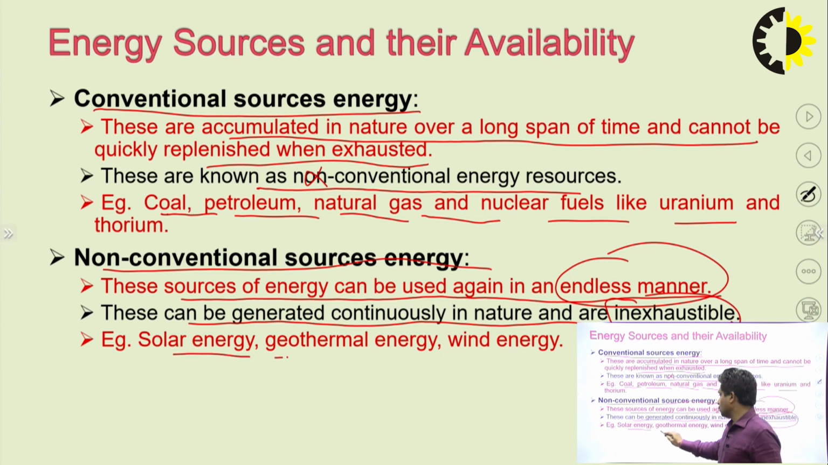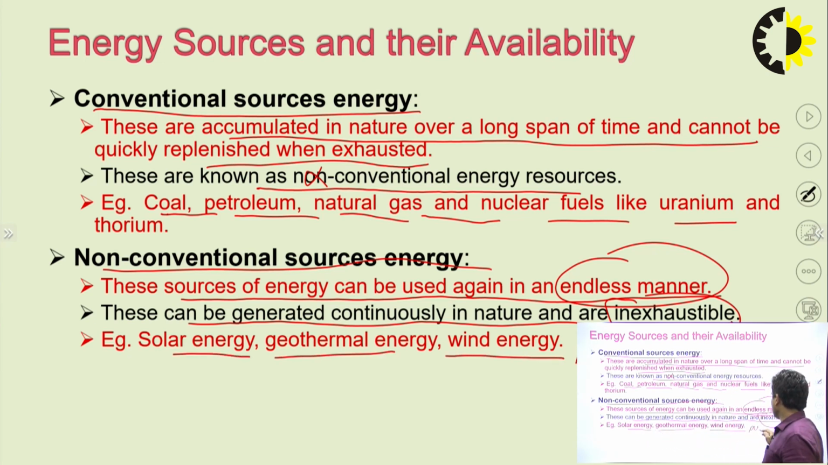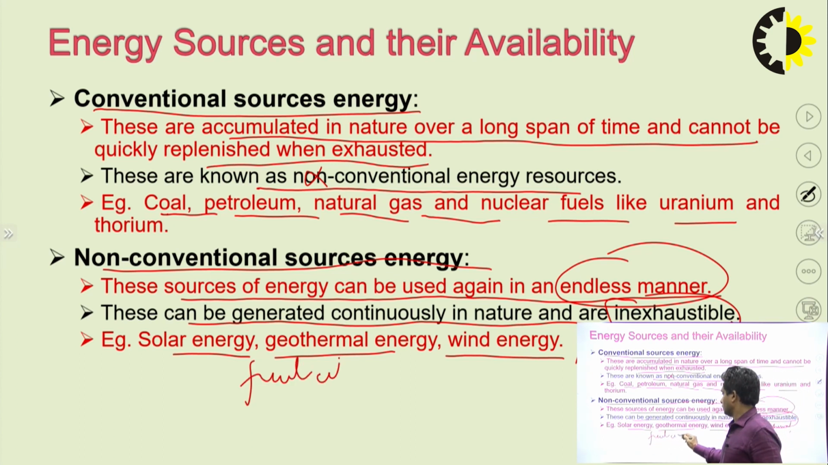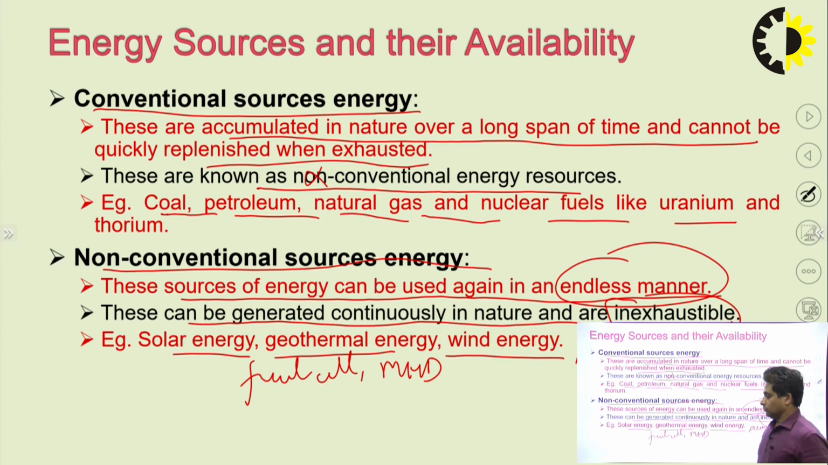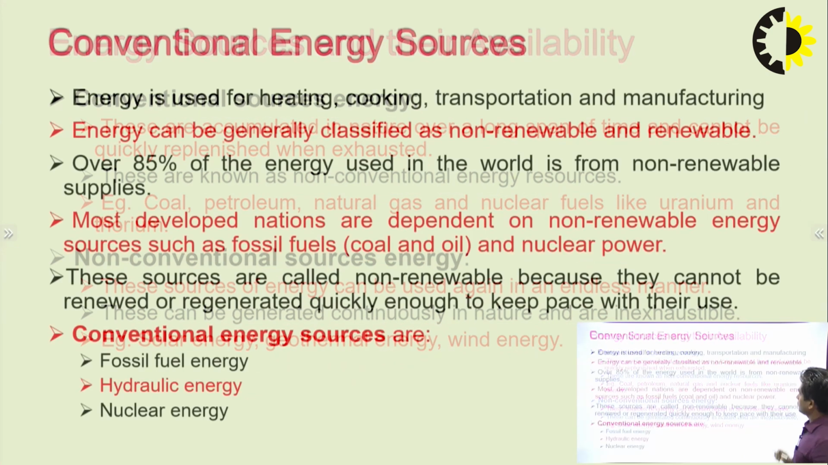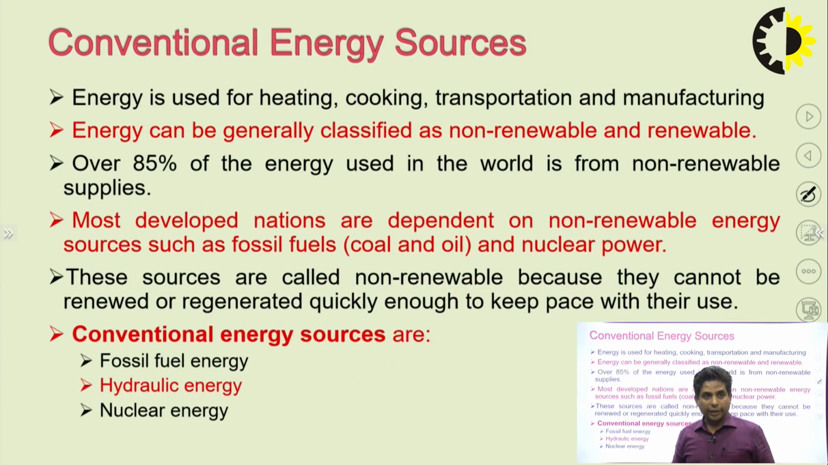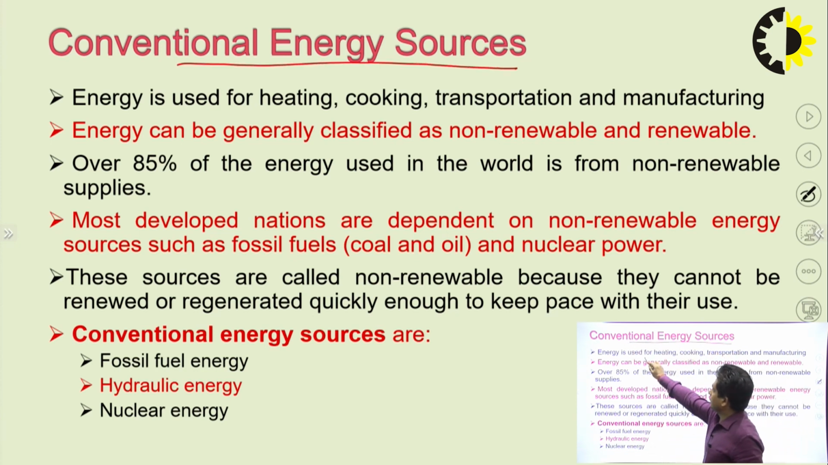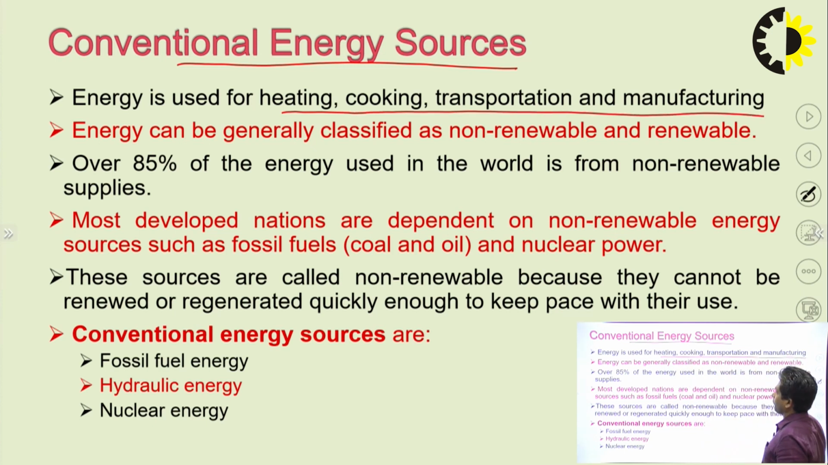Like solar energy, geothermal energy, wind energy, ocean energy, fuel cell, MHD. These types of sources are called non-conventional energy sources, or renewable energy resources. Here we can broadly classify the energy sources. This energy is used for heating, cooking, transportation and manufacturing plants.